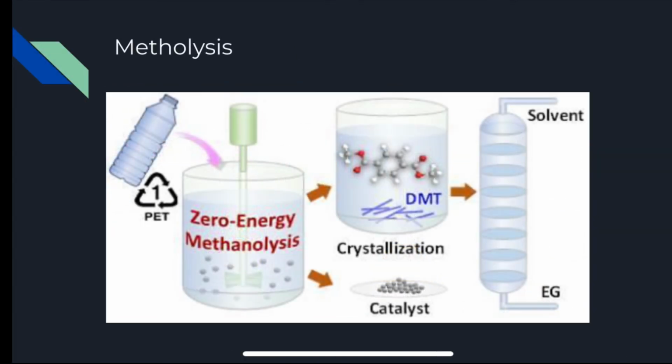This graphic depicts the process for low-energy methanolysis of post-consumer PET plastic waste. Methanolysis is a process where PET plastic waste is heated and treated with methanol. This causes PET to depolymerize into its component monomers, which are DMT and EG, and then these monomers are then used to produce new plastics.